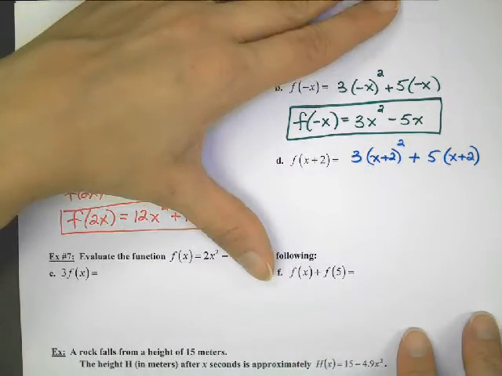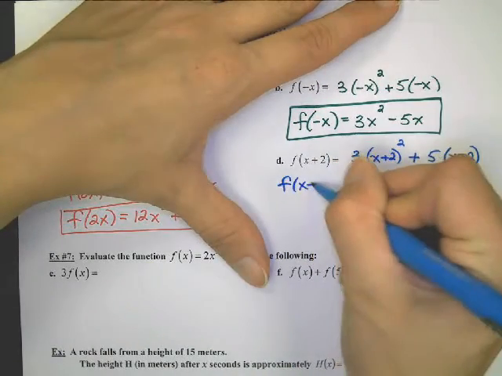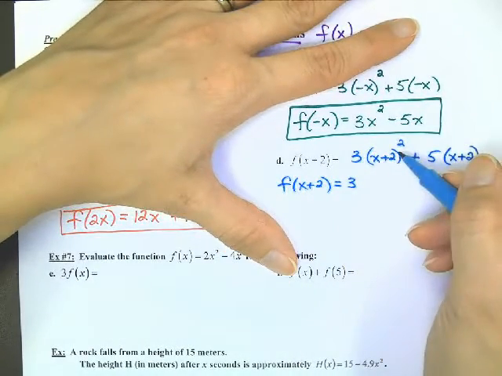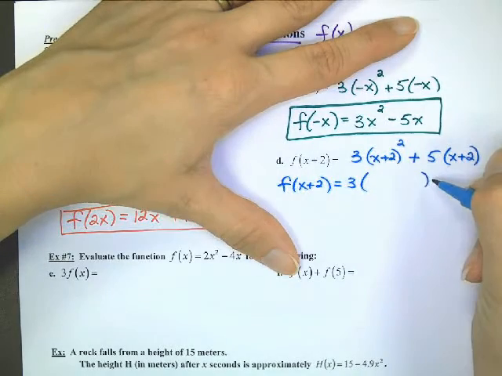All right, we got some work to do here. F of x plus 2 is 3. Exponents is going to come first, and that answer is going to go there.